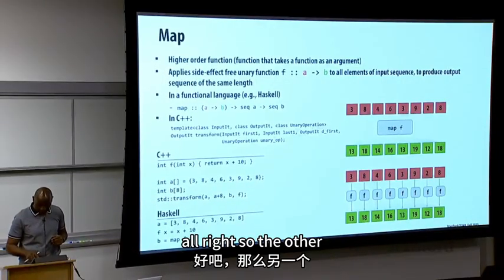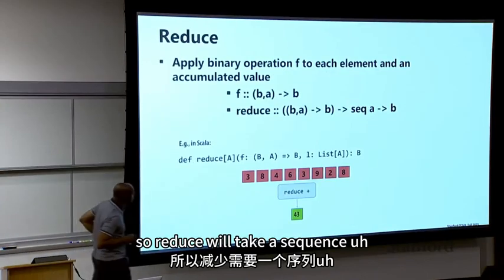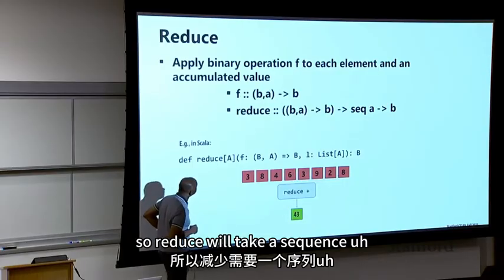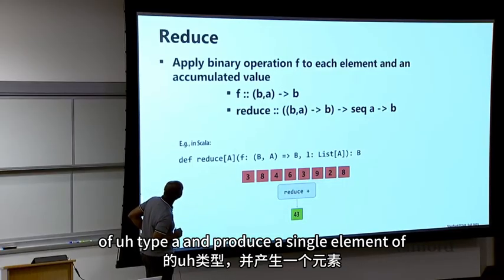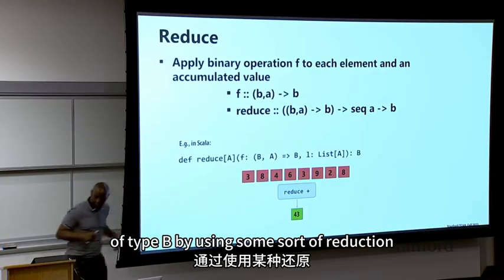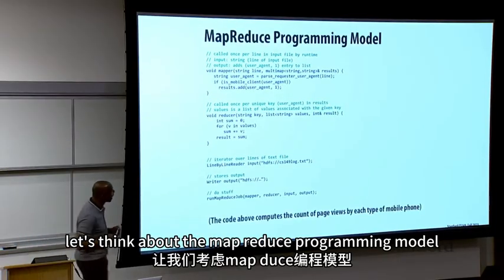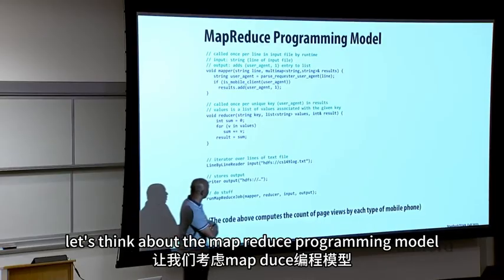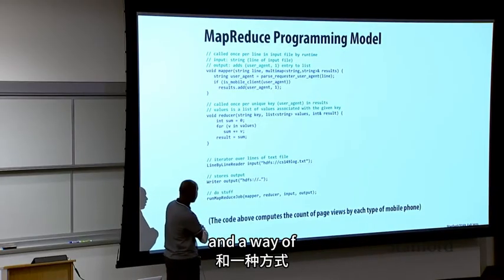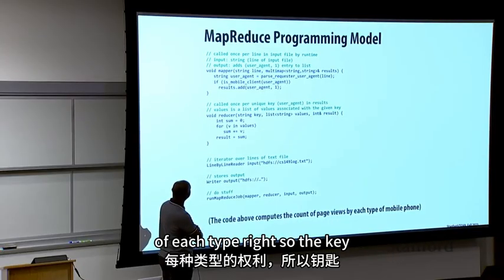All right, so the other operation is reduce. Reduce will take a sequence of type A and produce a single element of type B by using some sort of reduction function. Now let's think about the map-reduce programming model and a way of counting page views of each type, right?